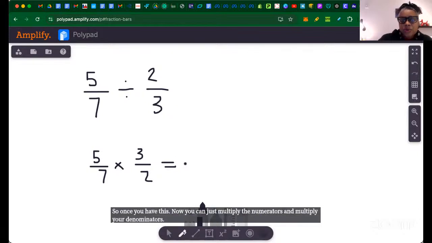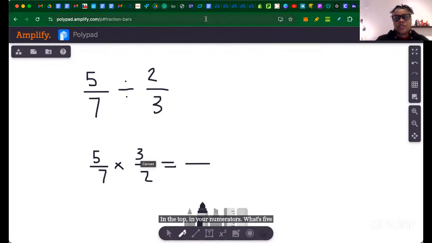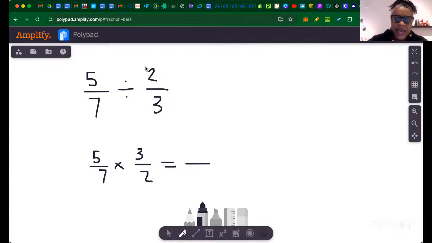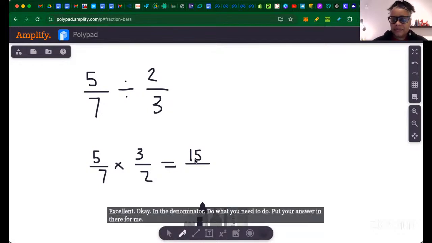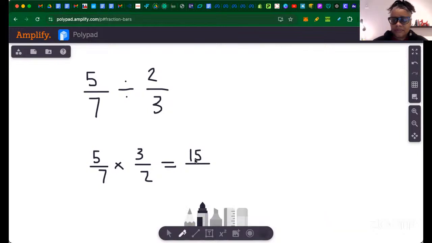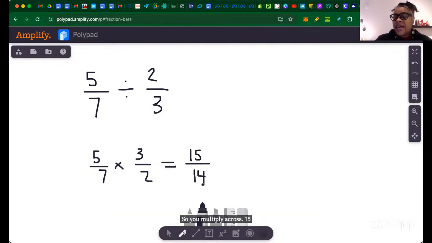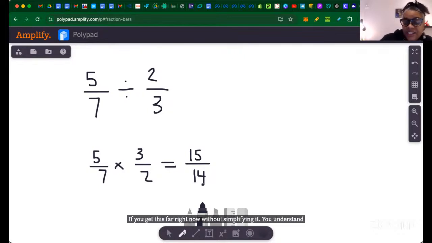In the top, in your numerators, what's 5 times 3? Give me your answer in the chat. Excellent. Okay. In the denominator, do what you need to do. Put your answer in there for me. Good. And I didn't tell you what to do. I just figured by now you know what to do. So you multiply across, 15/14. That is your answer. If you get this far right now without simplifying it, you understand how to divide fractions.